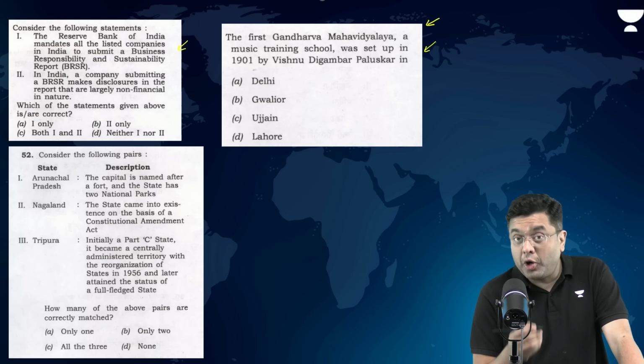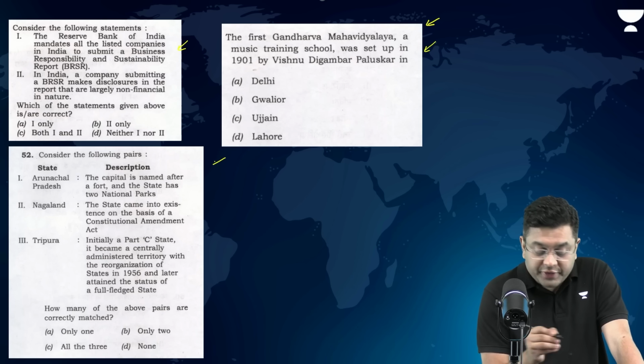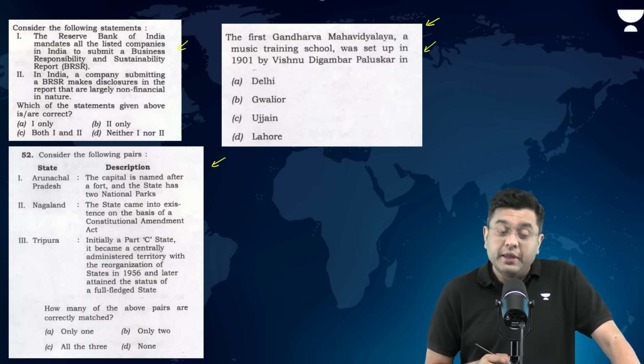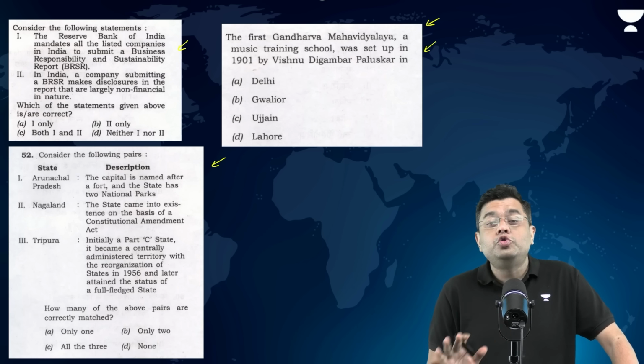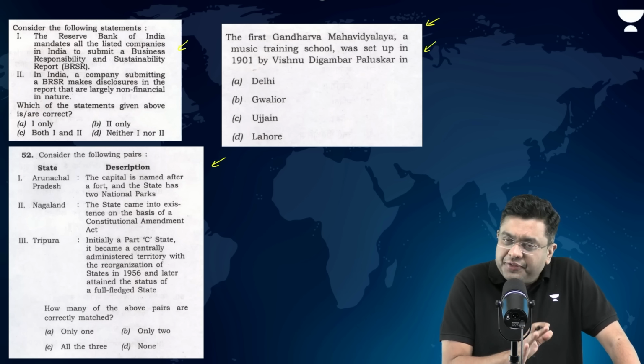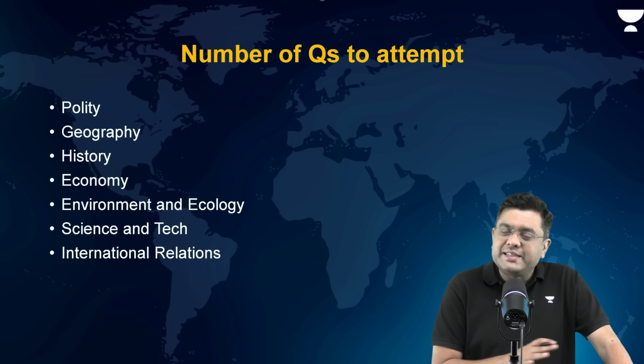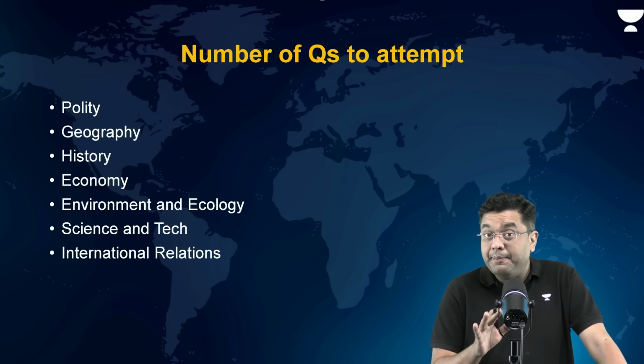Then, even in polity, you have certain such questions. For example, match the following of the state and the description. Here you are bound to commit mistakes. So, avoid these. So, we have seen which questions to attempt and which questions to avoid. Now, let us take a look at the number of questions to attempt safely.